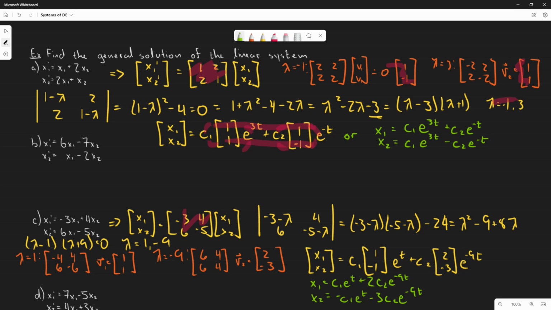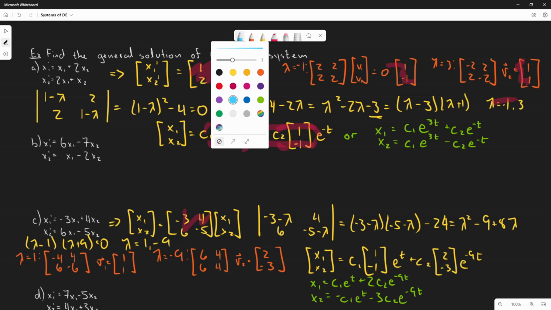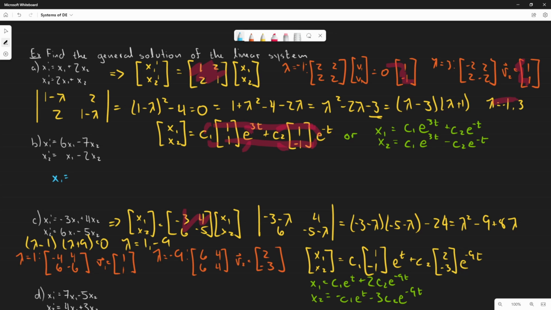You can go ahead and do part B in your free time as a challenge. I will give you the answer so you don't have to look it up. So for this one, I'll just write it in matrix form: x1, x2 is equal to c1 times 7, 1 times e to the 5t plus c2 times the other eigenvector times e to the t. And so this is my answer.